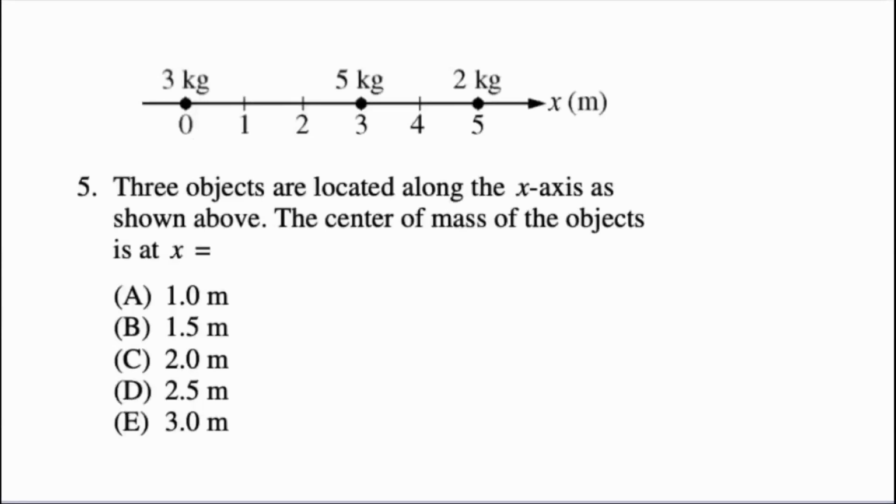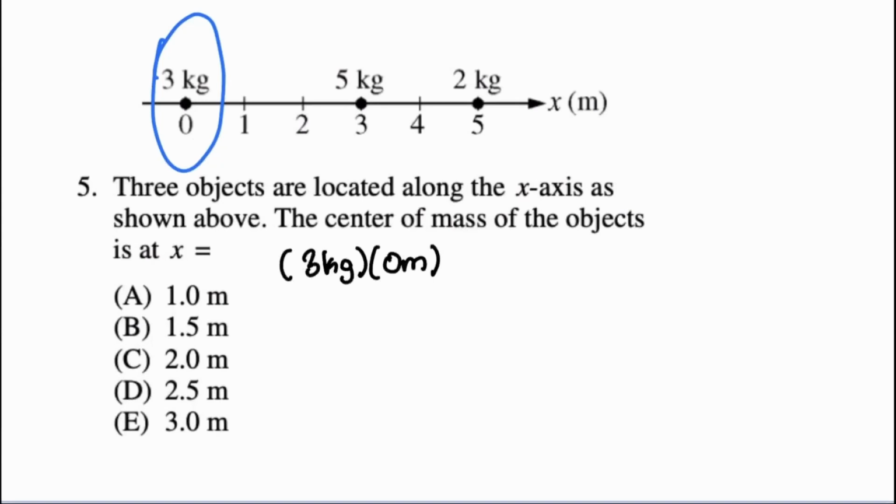Now we have 3 objects located along the x-axis as shown above. The center of mass of the objects is at x equals, and then it gives us the answer choices. So when finding the center of mass of something, we have to set our reference point. And so for this case, I'm just going to set my reference equal to 0. So we're going to take all of our masses into account. We have 3 kilograms. This is our mass 1. And it's 0 meters away from our reference point because it's actually there.